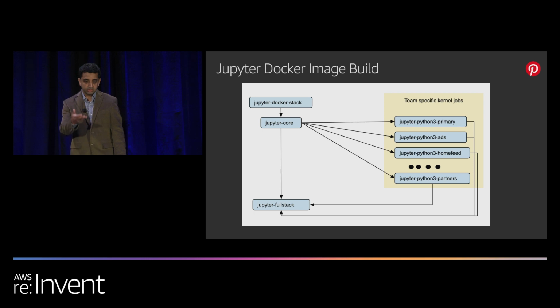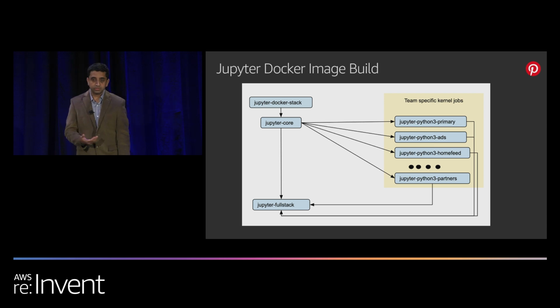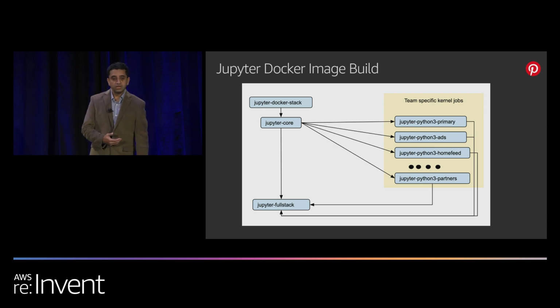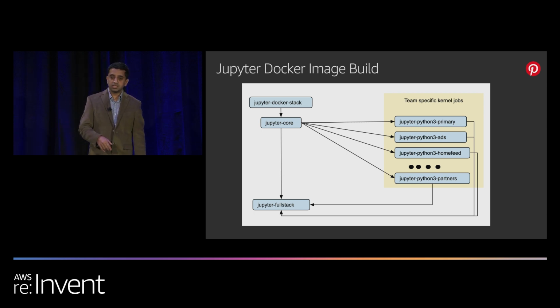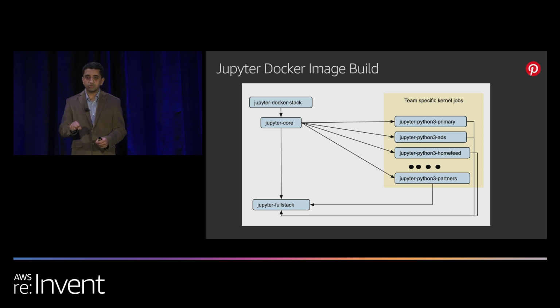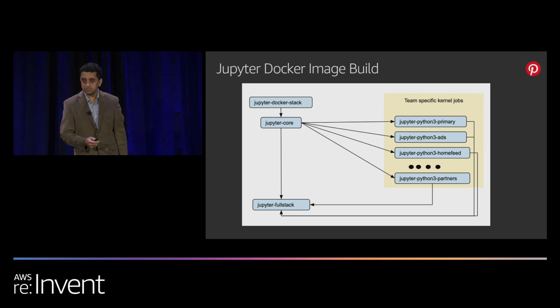As I mentioned, we have the Jupyter Docker Stack image, and then underneath that is the Jupyter code. That's where we add in our plugins. So we have our own set of plugins for version control and all. And then we start creating images for each of the teams, and they add their own libraries in there. Finally, at the Jupyter full stack, we just pull the conda environment for each of the teams and merge them into the main image. And that is what is distributed.